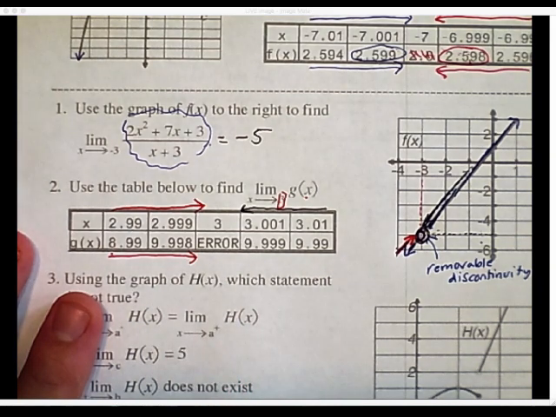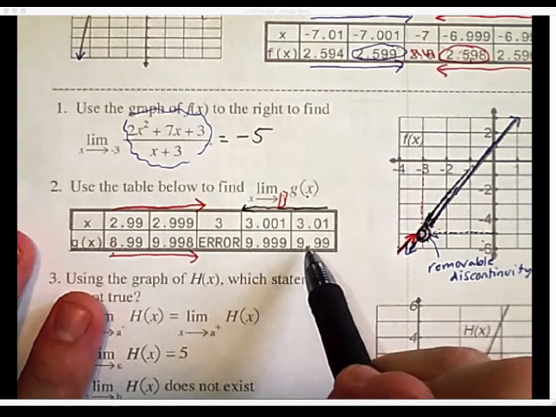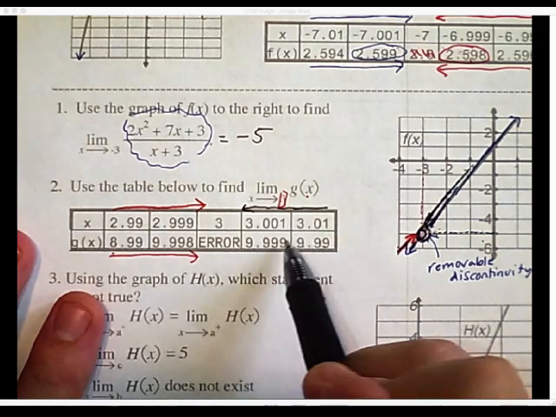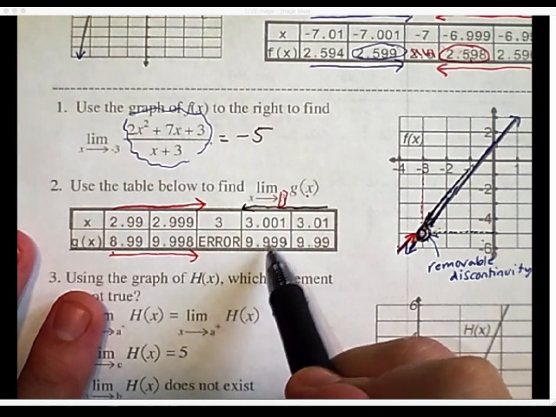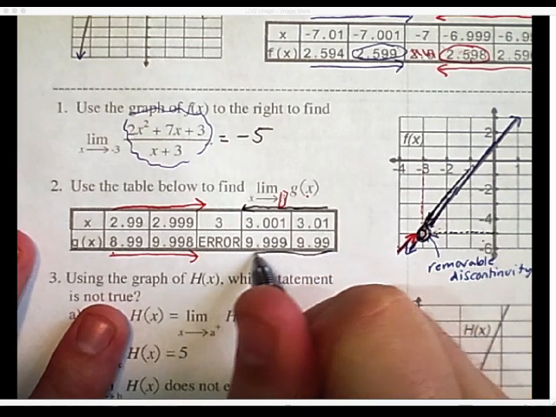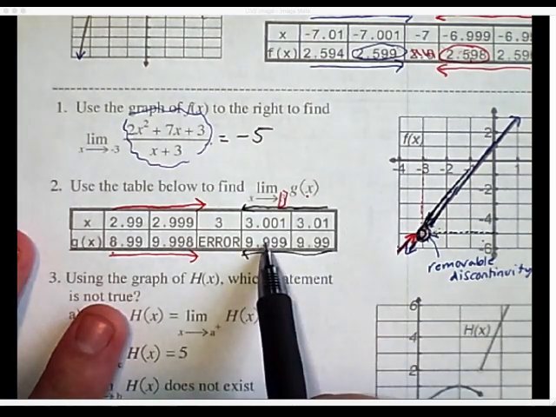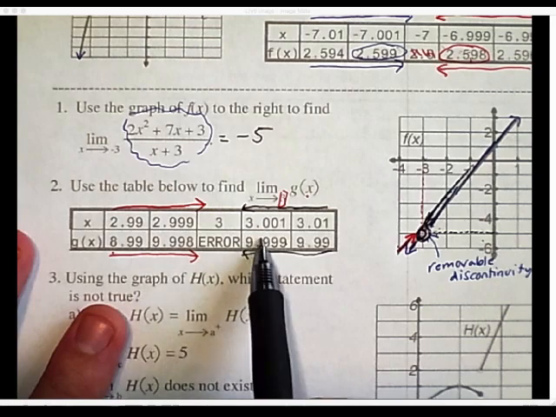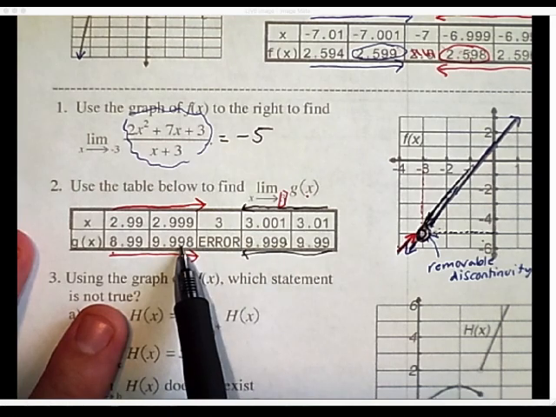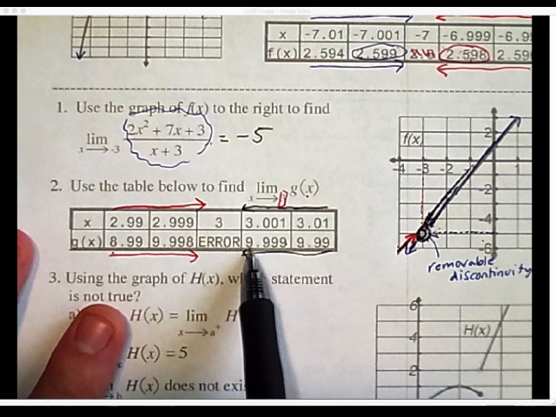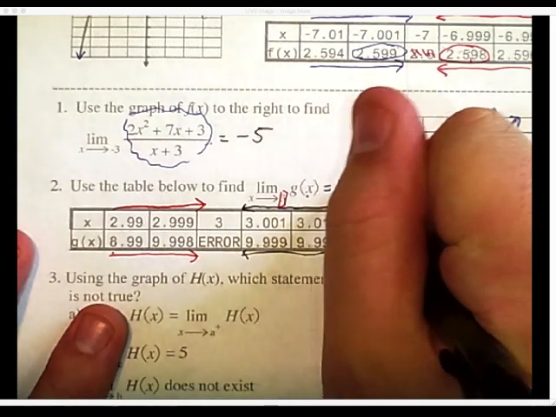What about on the right? So coming from the right, I get 9.99, 9.999. So as I come in from the right, these numbers are both really, really close to 10. Okay, so that's what I'm thinking. So the right answer here is 10.